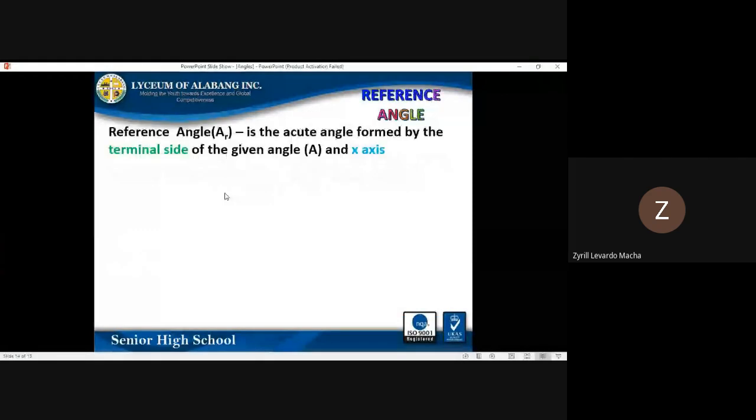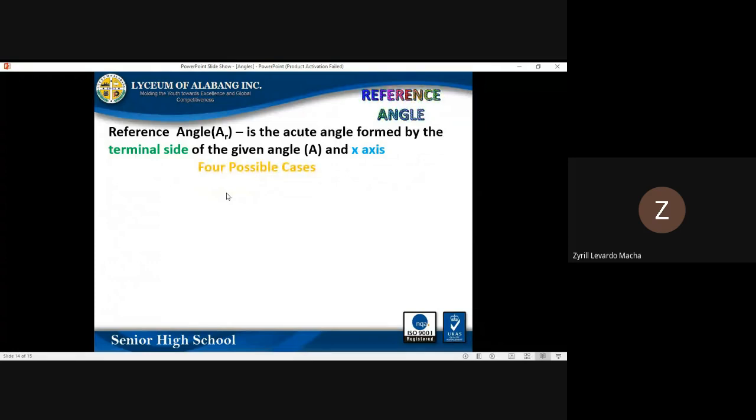When we say reference angle, it is denoted by A sub r. It is the acute angle formed by the terminal side of the given angle A and the x-axis. So there are four possible cases. Ano tong mga cases na to? It depends on the quadrants. So for a positive angle less than 360 degrees, that 360 degrees is denoted by 2 pi. Case 1, given angle is in quadrant 1.